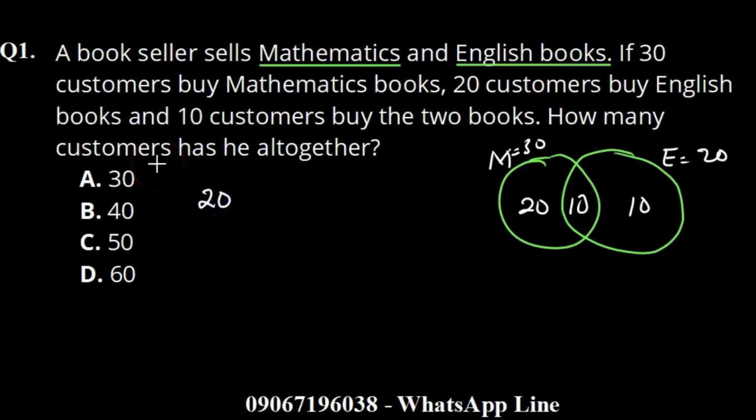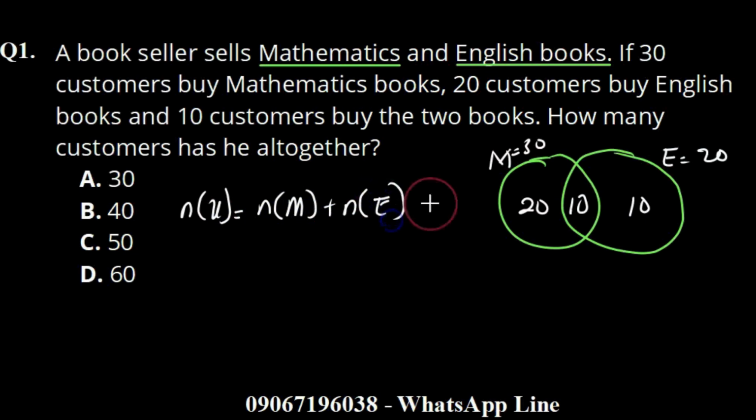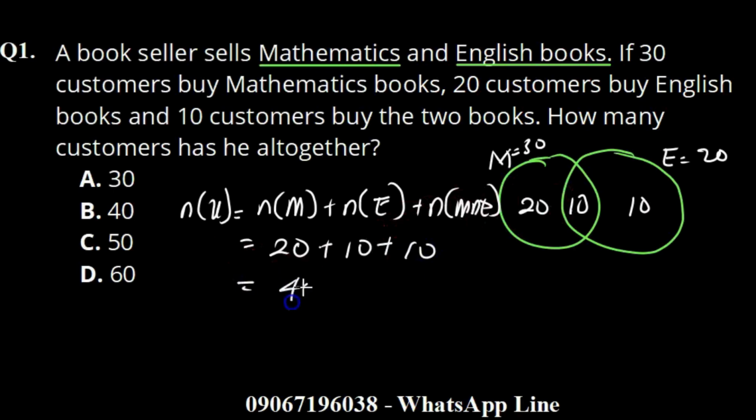So the total number of customers he has altogether, using the set diagram method, is going to be the number of people that bought mathematics only, plus the number of people that bought English only, and then plus the number of people that bought both mathematics and English. So for mathematics alone, that's 20, plus for English that is 10, and then for math and English that is 10. So this is going to leave us with 40. So the total number of people that he has is equal to 40. The correct option to that question, you can see from here, is option B. All right, so that's the answer to that question.